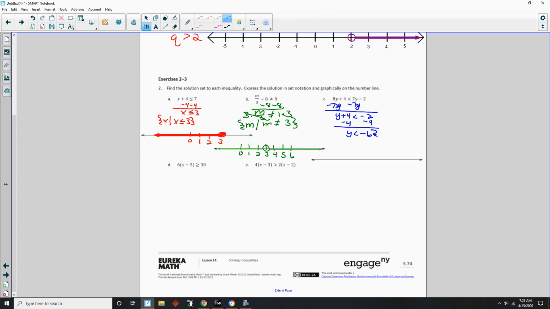So putting this in set notation, you just do this. The set of all y such that y is less than negative 6. So as I said before, when you're graphing, you can put your solution in the center and just a couple of points on either side.